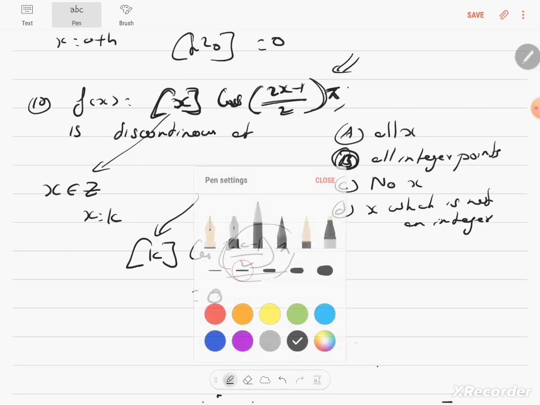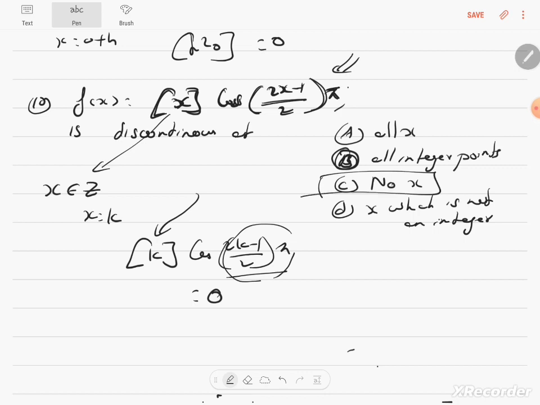So for no value of x is it discontinuous, because when you keep on putting integer values of x, the answer is always 0, which means the limit at every point is turning out to be 0. So it's discontinuous for no value of x, and that is the answer. Okay, by mistake also we should not write all integer points.